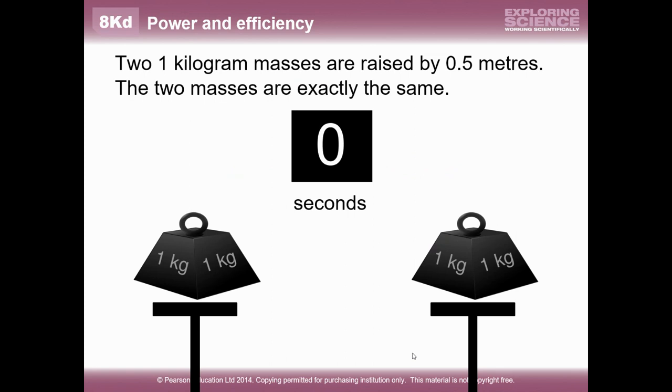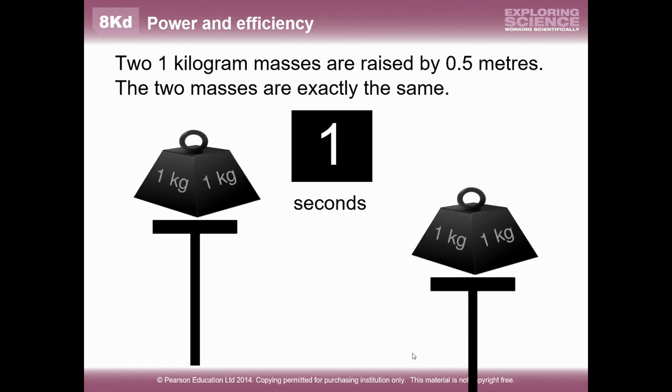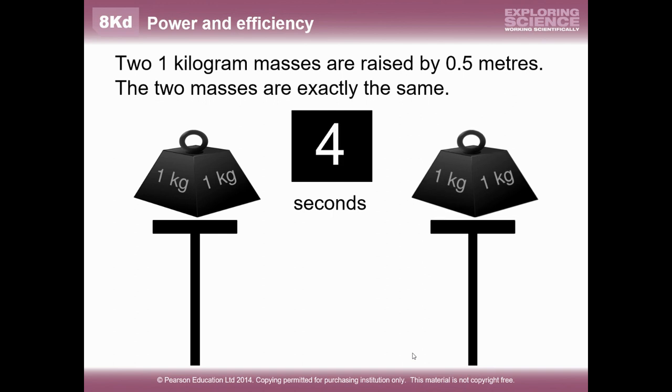Let's understand what power is by looking at this example. We've got two masses which each have a mass of 1 kilogram, and they're going to be raised up into the air by half a meter. The two masses are exactly the same. To do this, it takes the same amount of energy, regardless of how quickly they are raised up in the air. If we time it, the one on the left takes 1 second, but the mass on the right takes 5 seconds. It takes, therefore, less power to raise the mass on the right up into the air than the mass on the left.